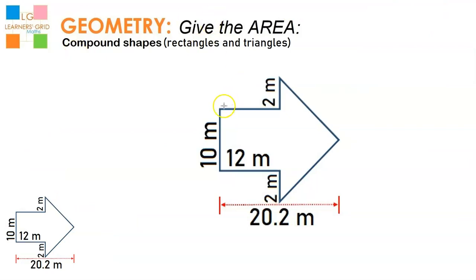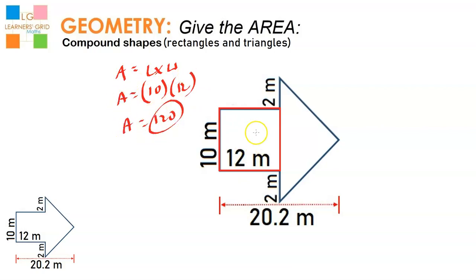Okay, so let's treat this bit here as our rectangle. Let's just make that a bit clearer. So the rectangle is here, and it's 10 times 12, right? Remember, length times width for a rectangle. So length times width is going to equal our area, and I've got 10 multiplied by 12, and that gives me 120. So I already know that this is 120. Cool. I just need to know my triangle.